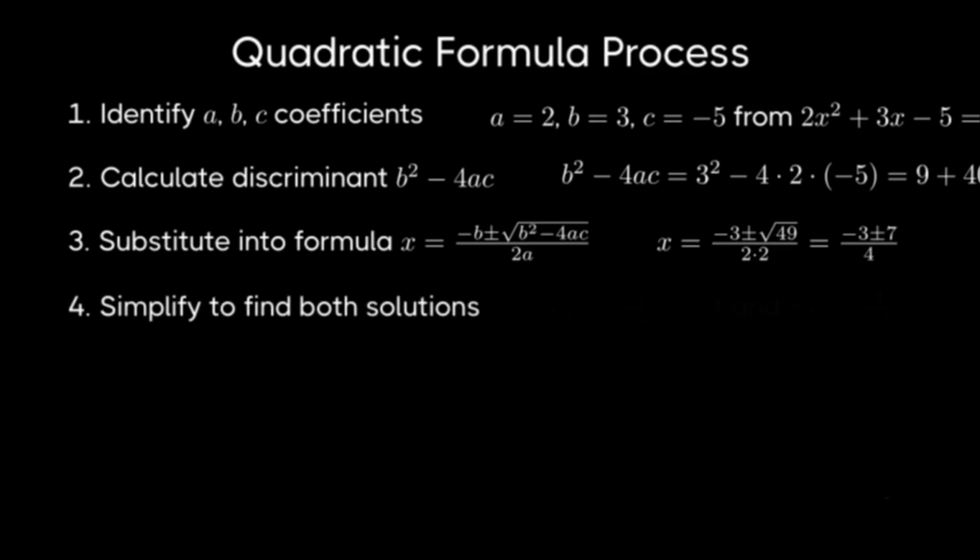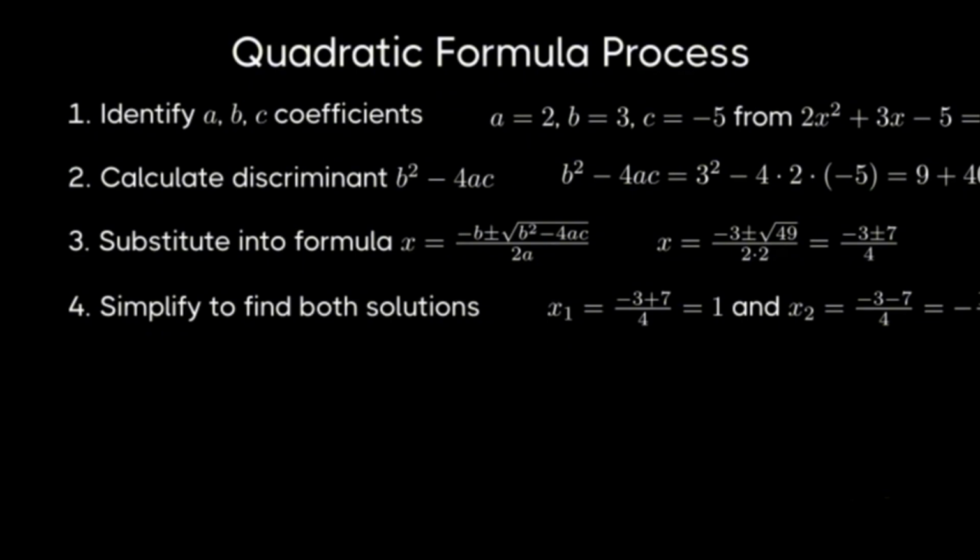For our first solution, we have negative 3 plus 7, which is 4, divided by 4, giving us exactly 1. For our second solution, we have negative 3 minus 7, which is negative 10, divided by 4, giving us negative 2.5. These two values, x equals 1 and x equals negative 2.5, are the roots of our quadratic equation.